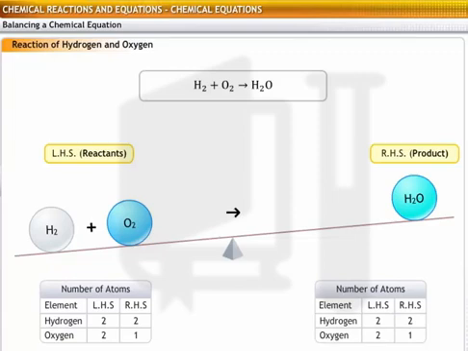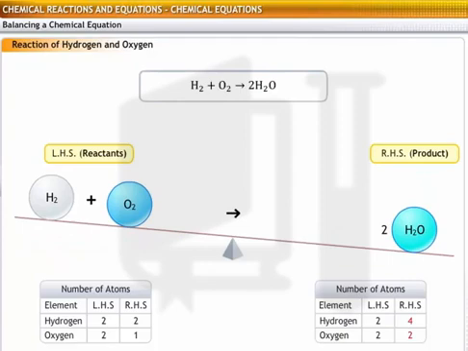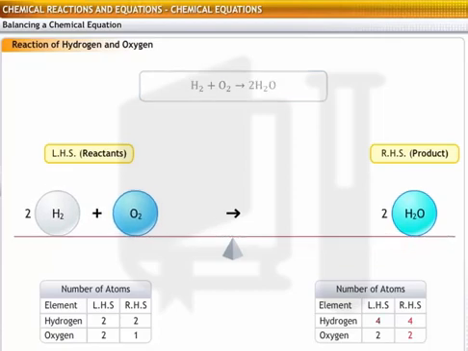To do this, you need to first select the oxygen atom and balance it by placing the coefficient 2 before the product H2O. Now there are 2 oxygen atoms on the reactant side and 2 on the product side. However, placing the coefficient 2 before H2O gives 2 hydrogen atoms on the reactant side and 4 hydrogen atoms on the product side. Thus, there is an imbalance in the number of hydrogen atoms. To balance the hydrogen atoms, place the coefficient 2 on the left of hydrogen on the reactant side.